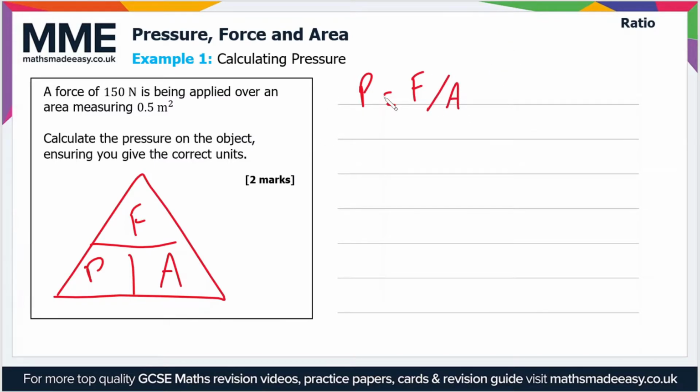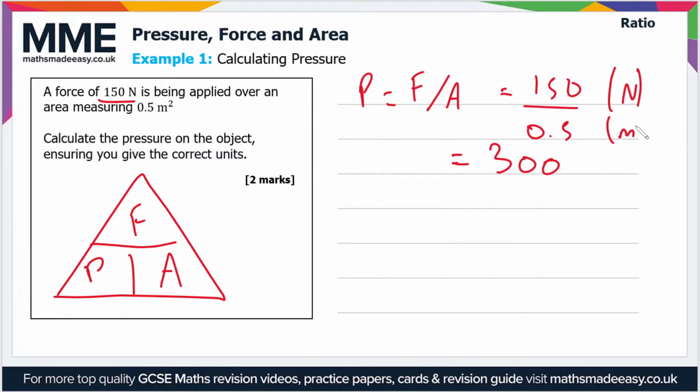And we have a force of 150 newtons, so it's 150, and an area of 0.5. So 150 divided by 0.5 is the same as 150 times 2. So that gives us 300, and then the unit will be newtons divided by metres squared. So our units for pressure are newtons per metre squared.